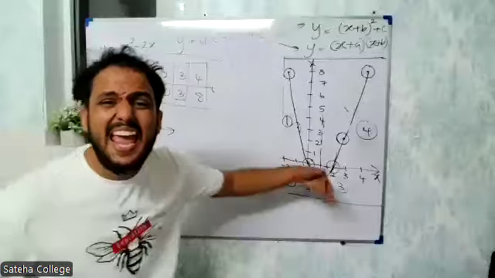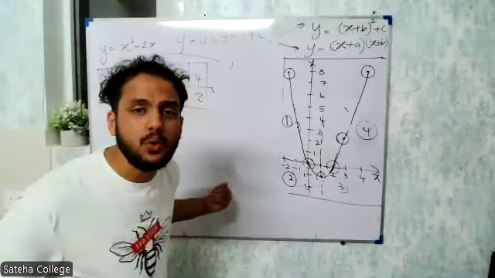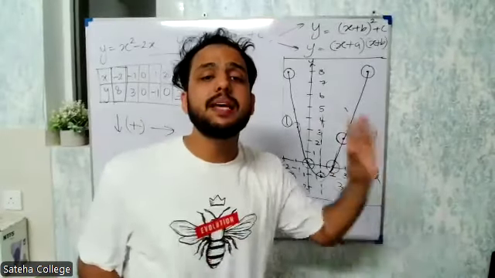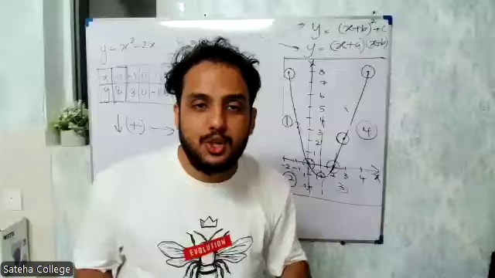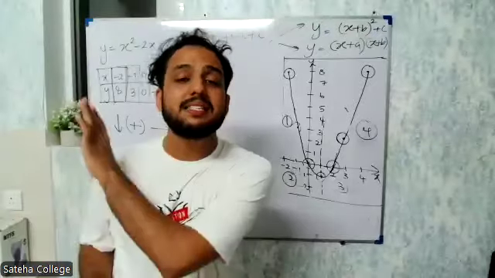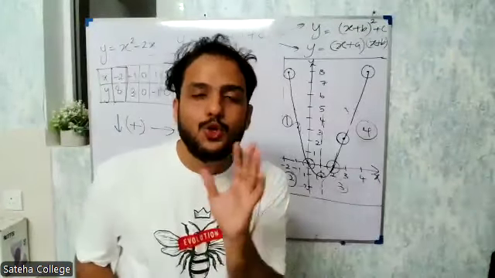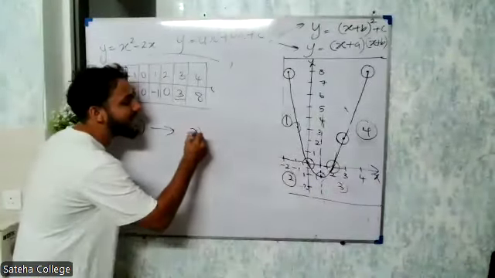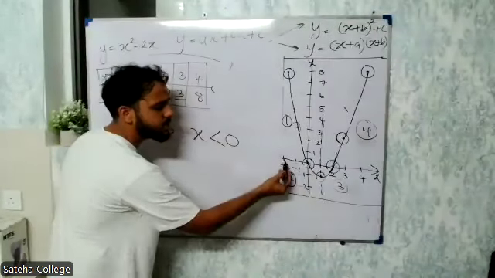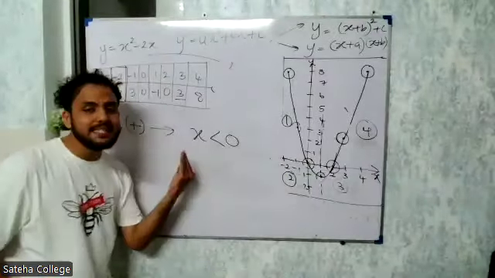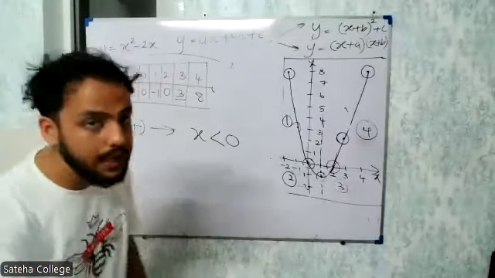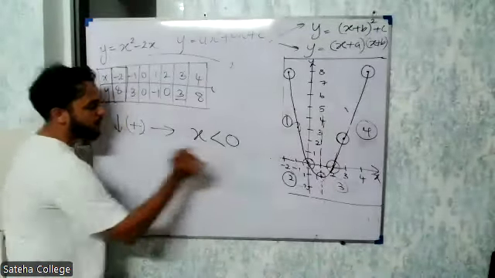Until x is equal to 0, the graph is decreasing and positive. So what can you say? Any values less than 0, the graph will keep on decreasing and it will always be on the positive side. So if they ask you, what are the values of x for which the graph is decreasing and positive, you will tell whenever x is less than 0. What are the values less than 0? -1, -2, -3. Any values less than 0, the graph will decrease and be positive.